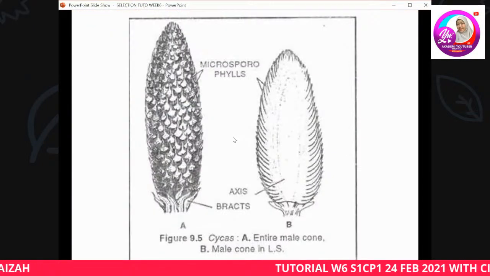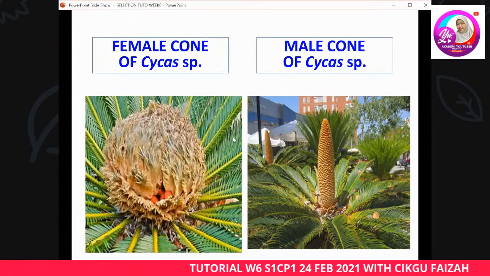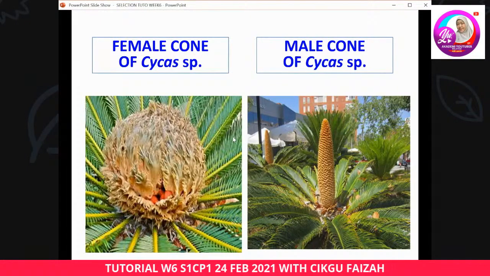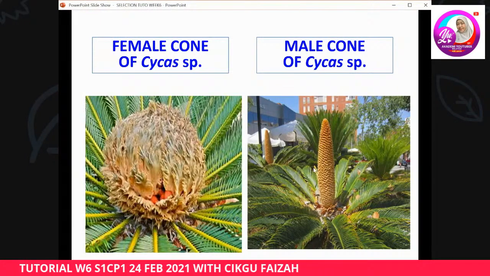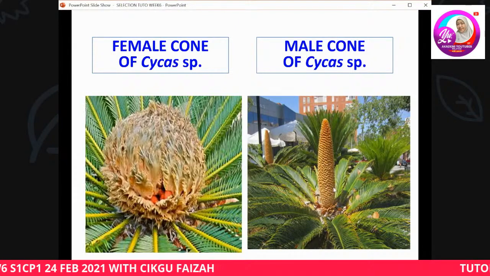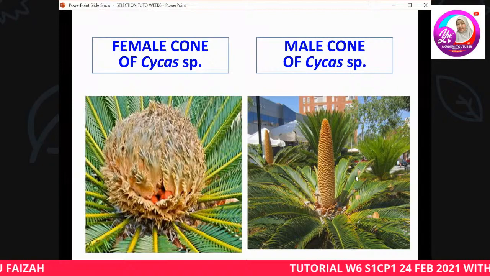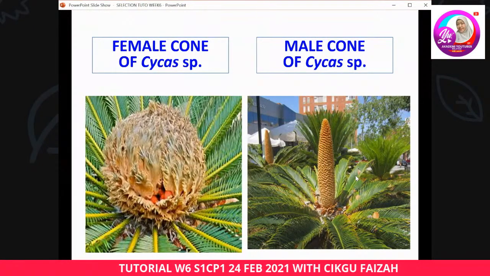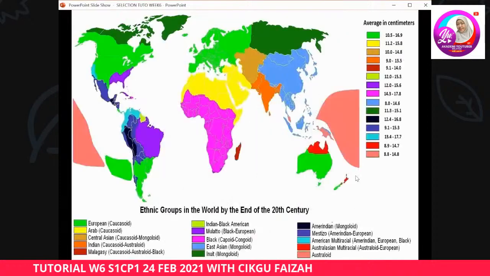So this one, if you still remember the cycads, the male cone, I think you experienced this in front of the DSG. I told you already, right? Hoping you all have an opportunity to go and see these male cones of cycads. Okay, so that is about the plant.